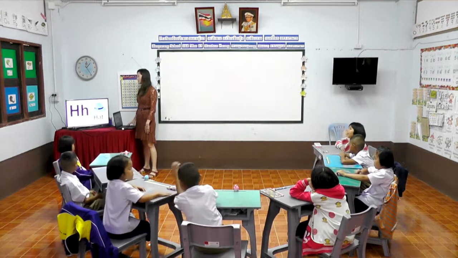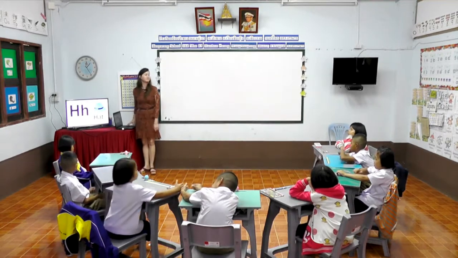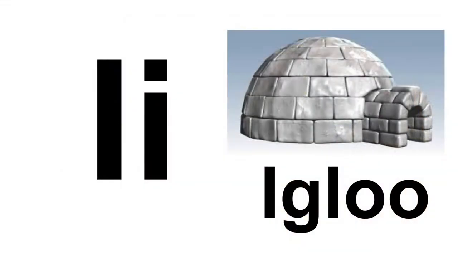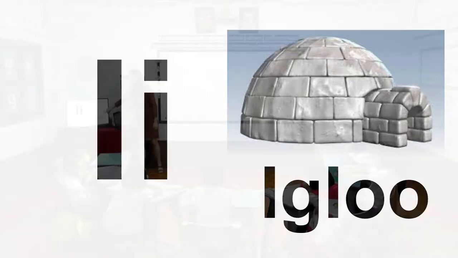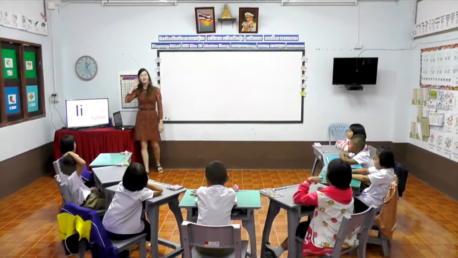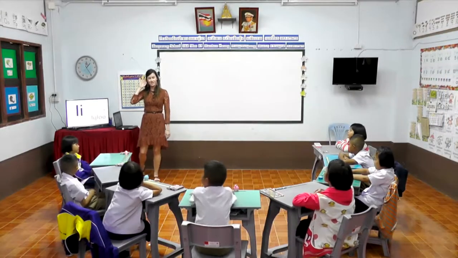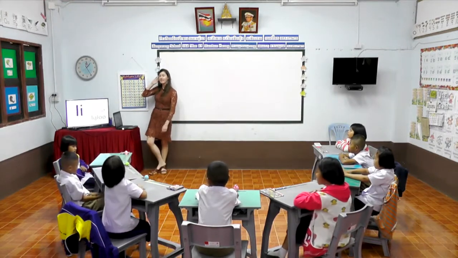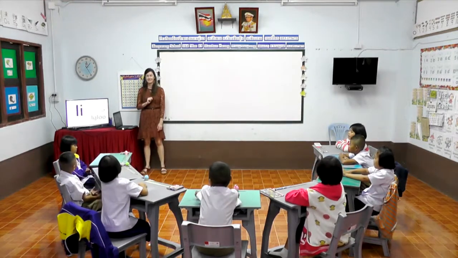No, hot. What letter comes after H? I. That's right. We have our letter I and our igloo. What sound does I make? Eh, eh, igloo. Eh, eh, igloo.